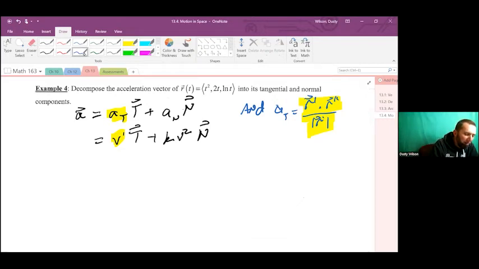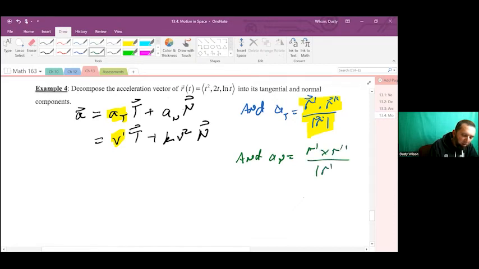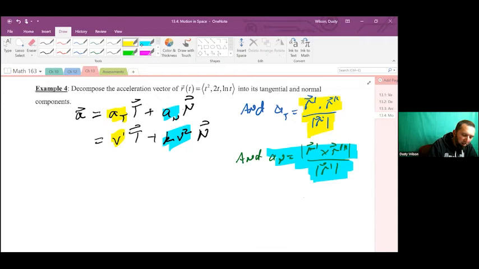And we can also get that a_n, or the normal component, is the same thing, but now cross product r double prime over the magnitude of r prime. Since it's the cross product and we want to turn it into a scalar, it's got to be the magnitude of our cross product. And so here the a_n, or the k v squared, could be written as all of that jazz there.